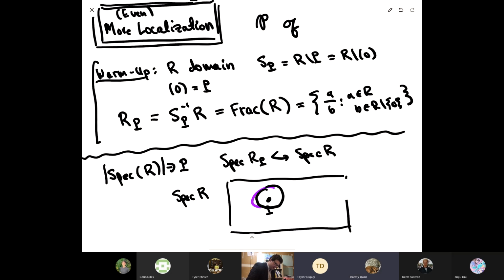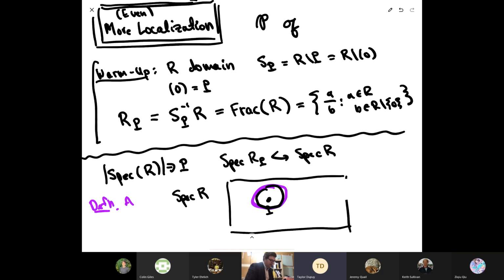Just to clarify, when you say neighborhood here, you mean like a neighborhood in the Zariski topology? No, it's not a neighborhood in the Zariski topology, actually. By a neighborhood, I mean the image of a localization at a prime ideal. So let's make a definition. A neighborhood around a point.